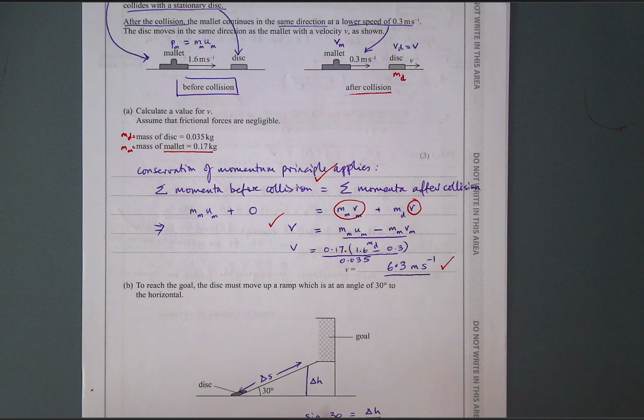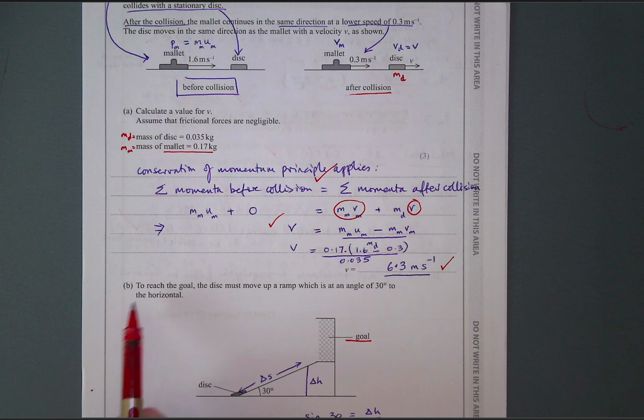So this time it says to reach the goal. This is the goal, as in a football goal. In this case, presumably it's on ice or on a frictionless surface, or a low friction surface. To reach the goal, the disk must move up this ramp. Okay, so here's the ramp, which is at an angle of 30 degrees to the horizontal.